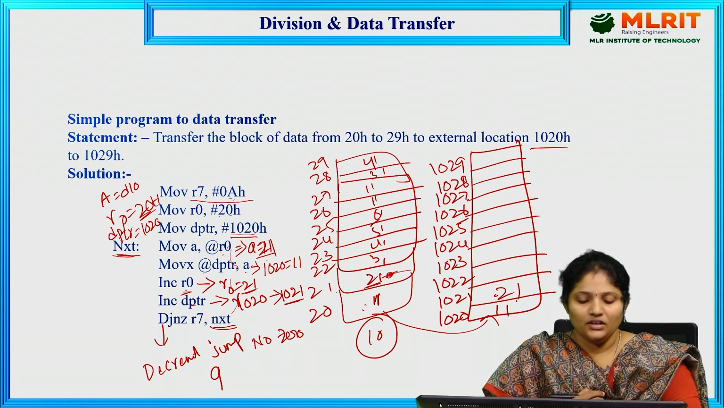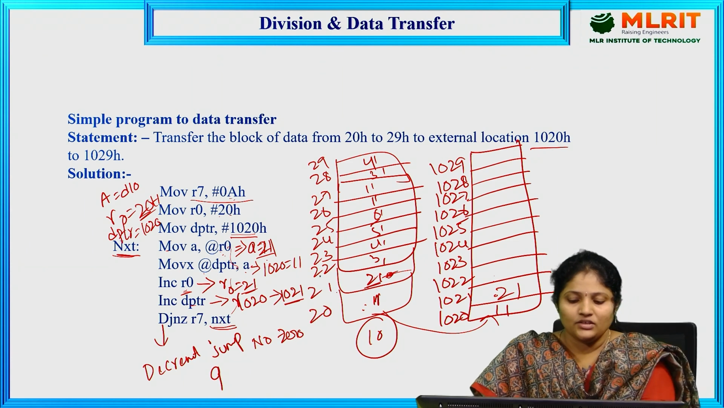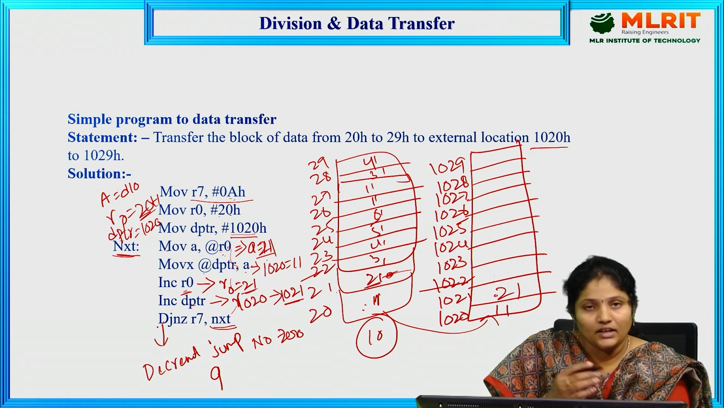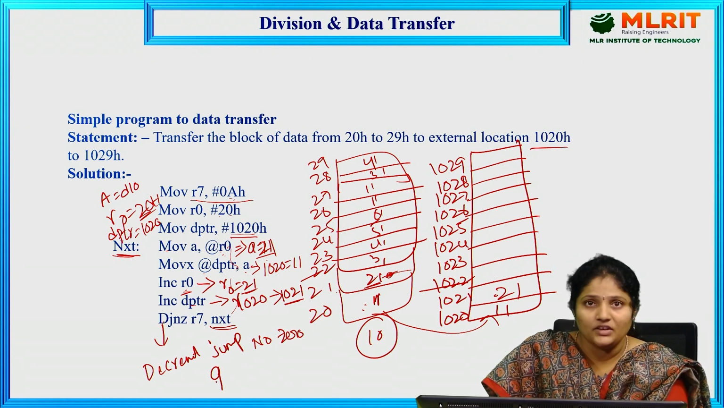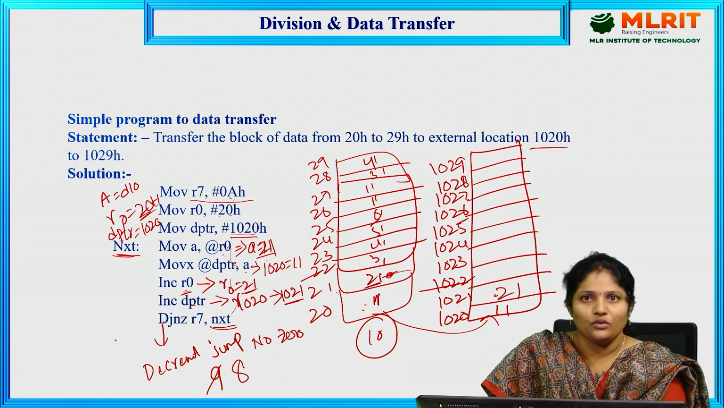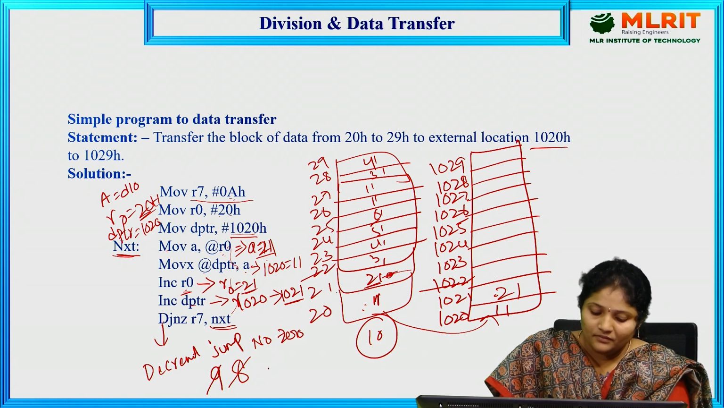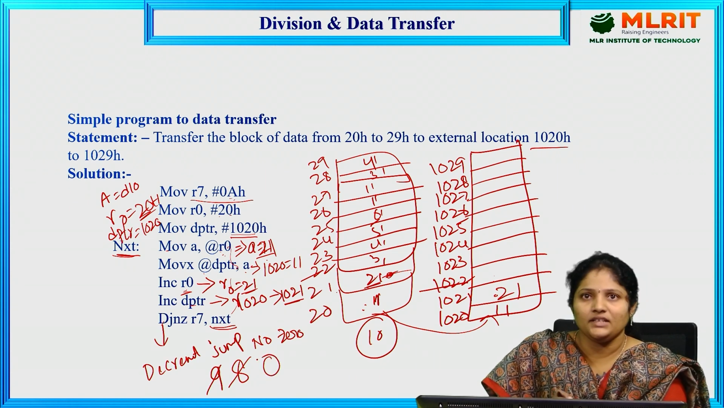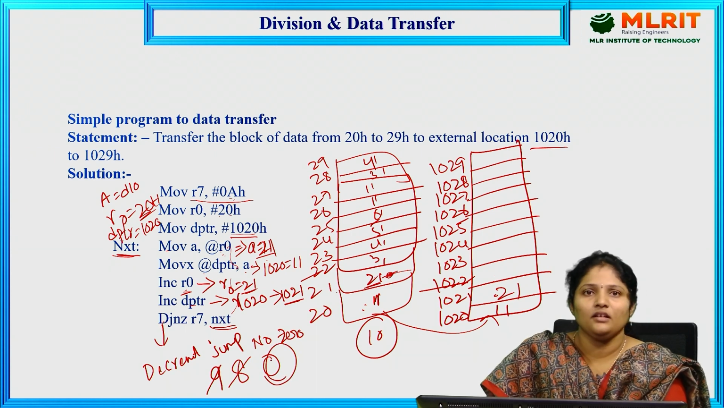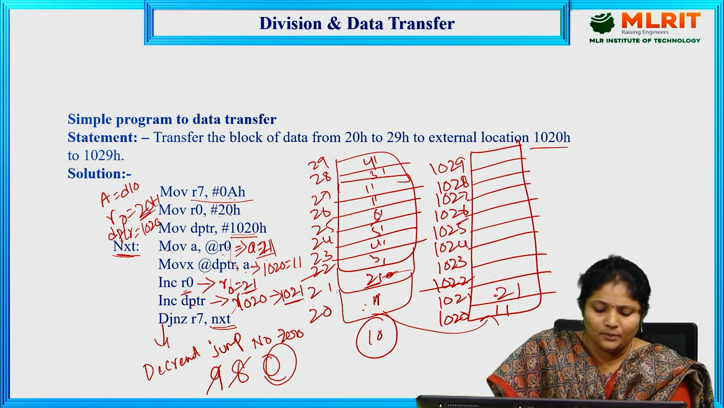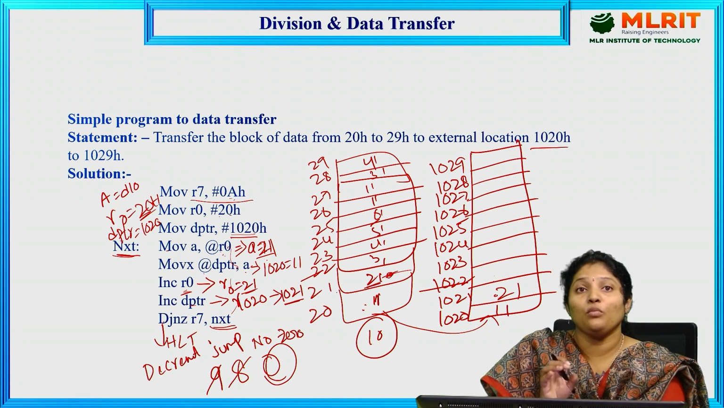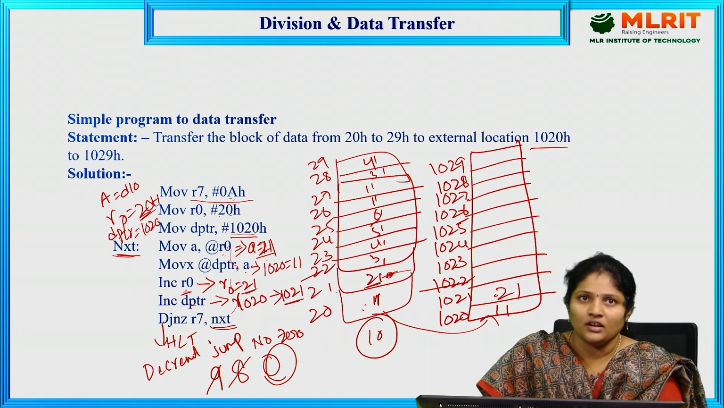Again the same operation. R0 will be incremented to the next location, 22, and DPTR will point to the next location, and again the decrement operation will be performed. R7 is now having 9, so it will become 8. It is not 0, so again the loop will execute until when? If it is 0 after decrementing, the 10 bytes have been transmitted. Now what will it do? Decrement and jump if not zero, but 0 is there, so the next instruction will be executed. If we kept HALT, the program ends there itself. Okay. This is how we transmit a block of data from internal locations to external locations.